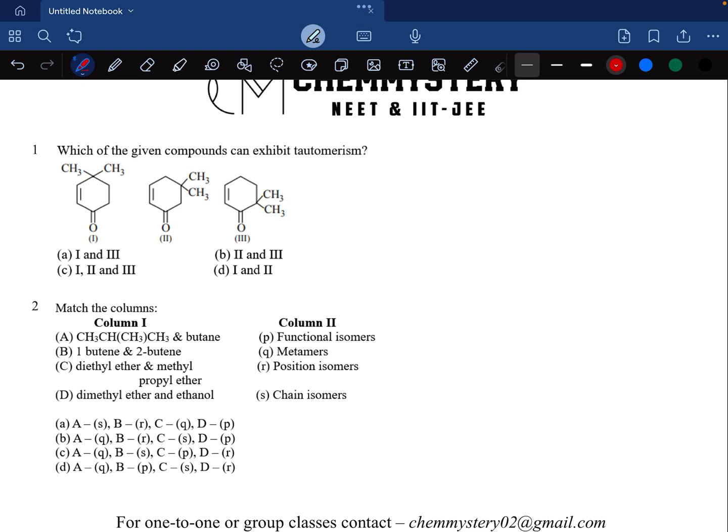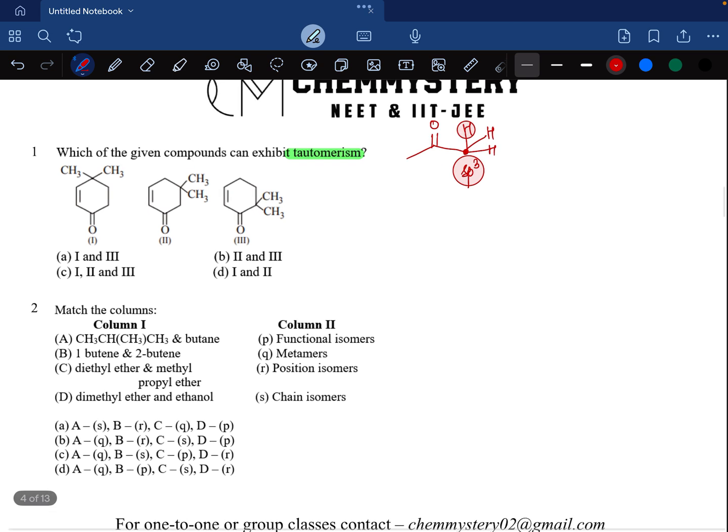Here, the first question asked is, which of the given compounds can exhibit tautomerism? What is tautomerism? If we say keto-enol tautomerism, what is the necessary condition? This is the ketonic group. The alpha carbon with respect to the ketonic group must be sp3 hybridized. This is the first condition. Next, the alpha carbon should contain at least one hydrogen.